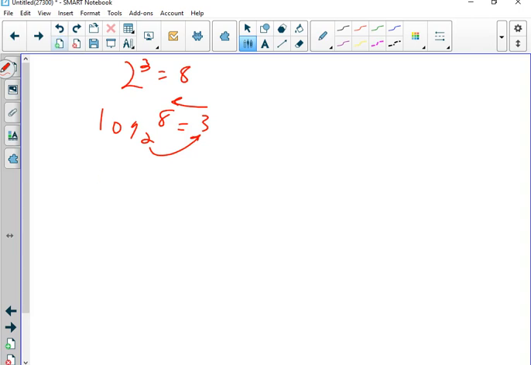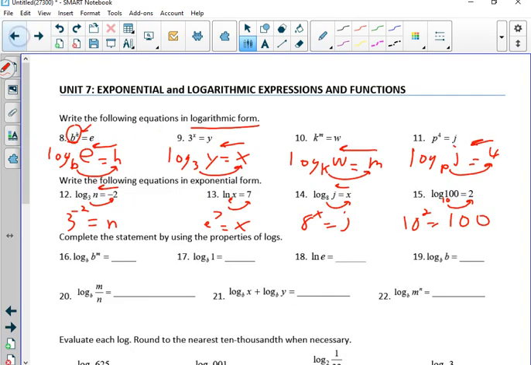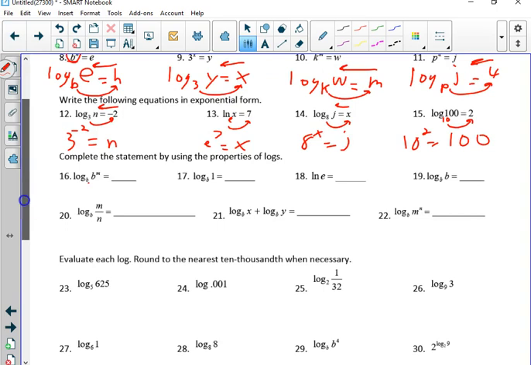Well, I'm going to rewrite this. Log base 2 to the 3 equals what? Instead of writing 8, I'm going to write 2 to the 3. So let's switch and flick. 2 to the third equals what? 2 to the third. So let's come back to our problem. B to the what equals B to the m? It's just m.